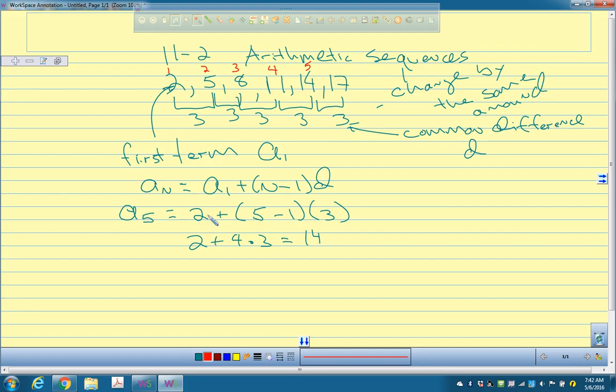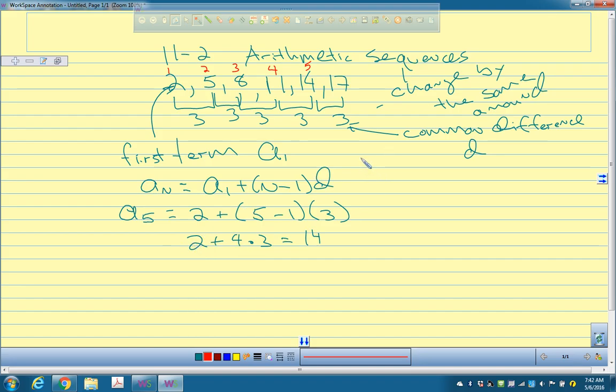And this n minus 1 times D comes from the fact that I'm adding 3. I start with this term. I'm adding 3, 1, 2, 3, 4 times to get the next term. See it? So if I'm at the 5th term, I'm adding 3 4 times to the first term, okay?